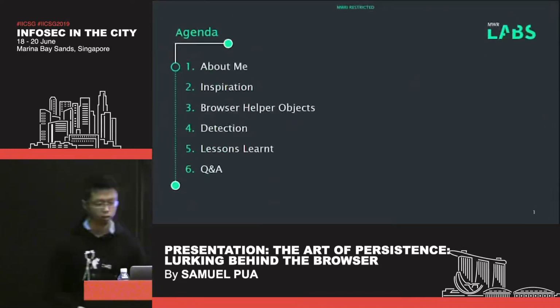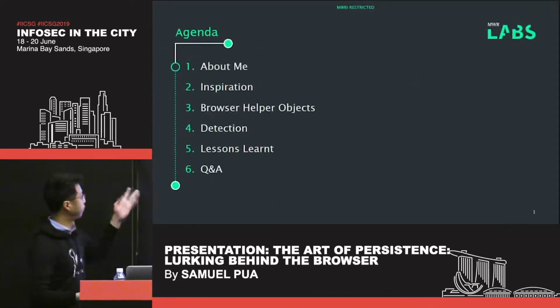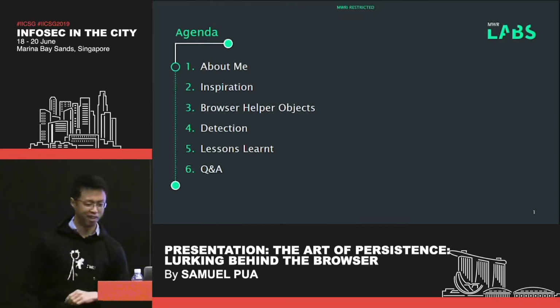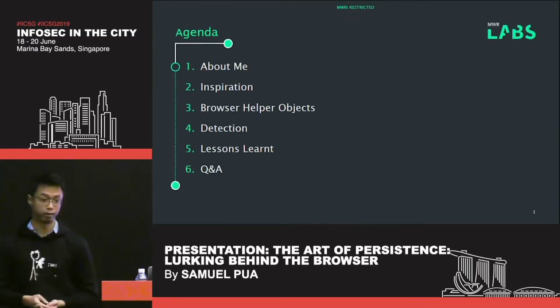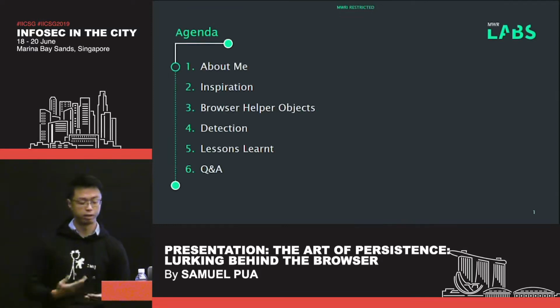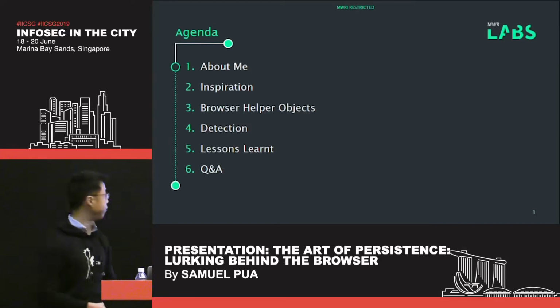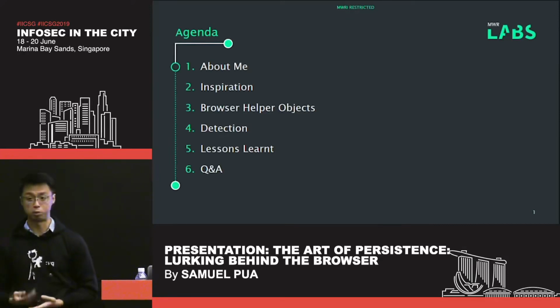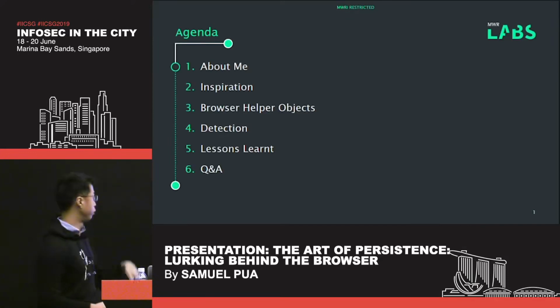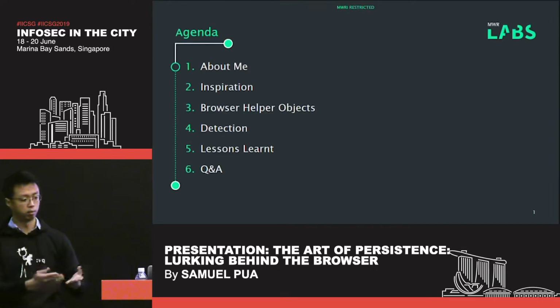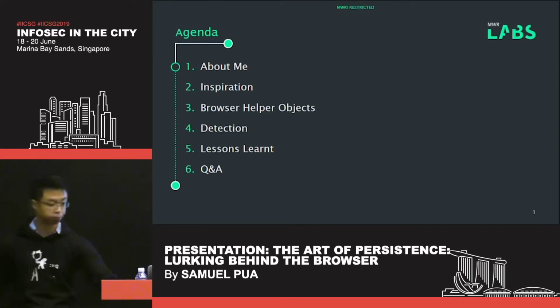All right, agenda. I'll first start off with introducing myself. Don't worry, it'll be quick because I'm not that interesting. Then we have the inspiration of this project. So what's the context of what started this? Thereafter, we'll go through what a browser helper object, or BHO, is, the development as well as the considerations. And thereafter, we'll go through the detections as well as the artifacts on the browser helper object.